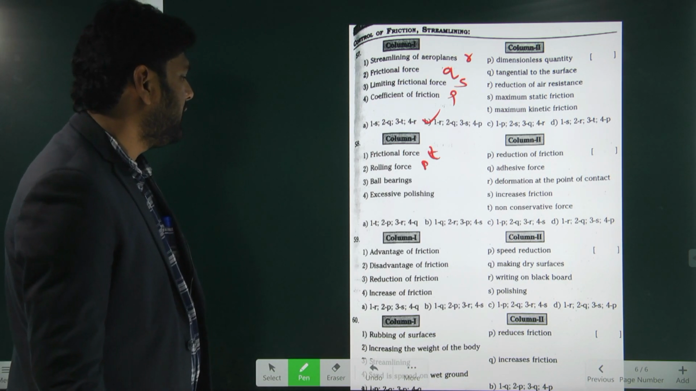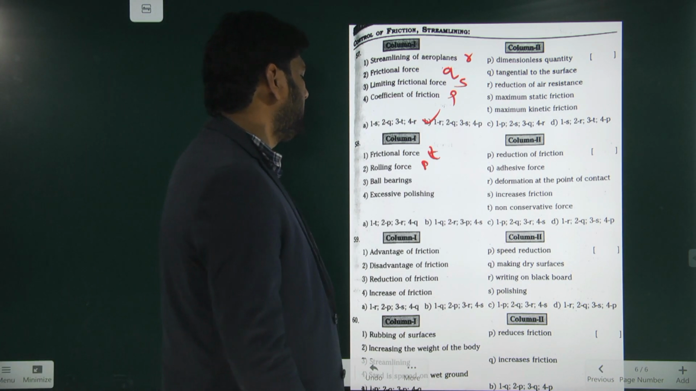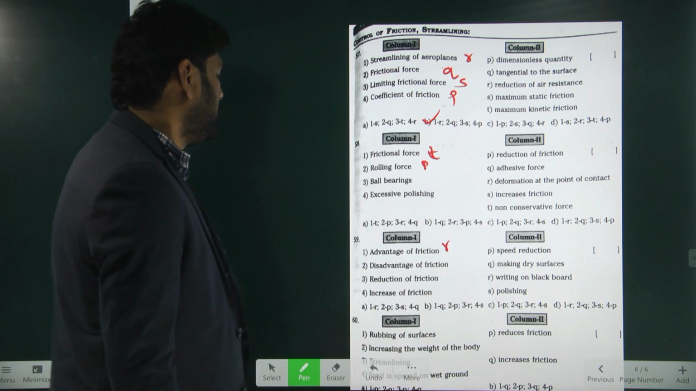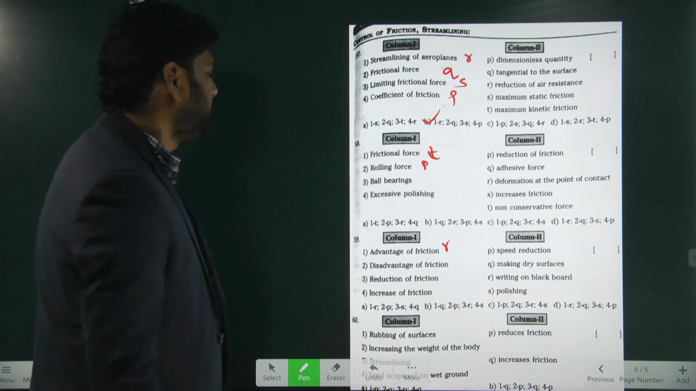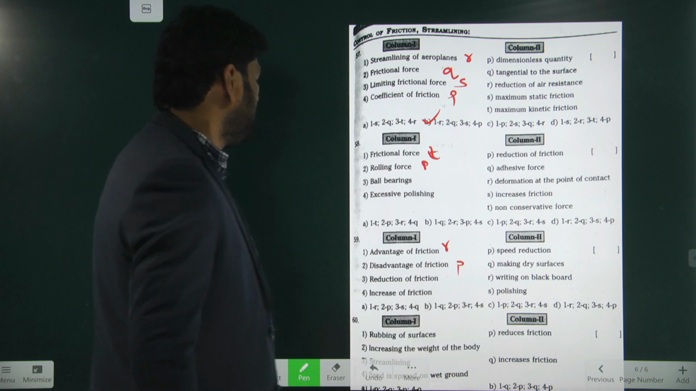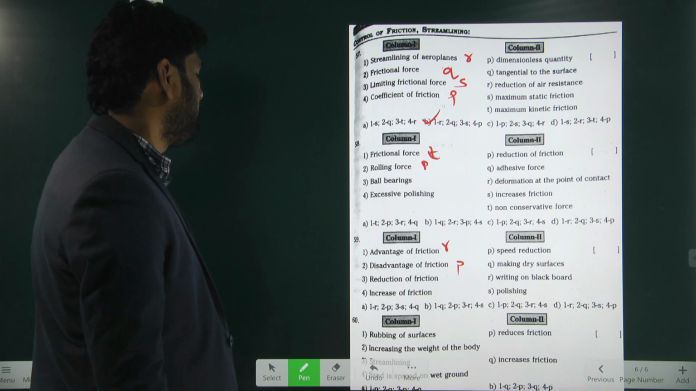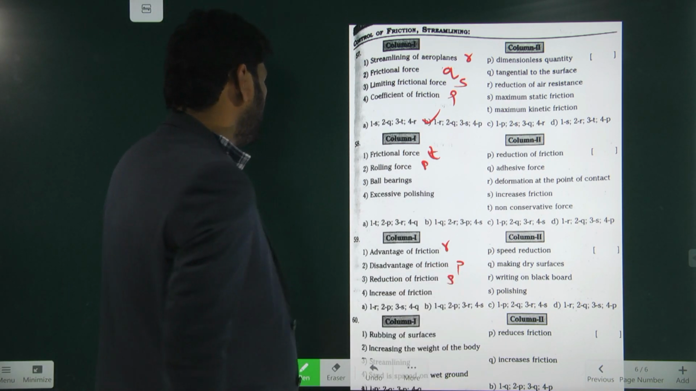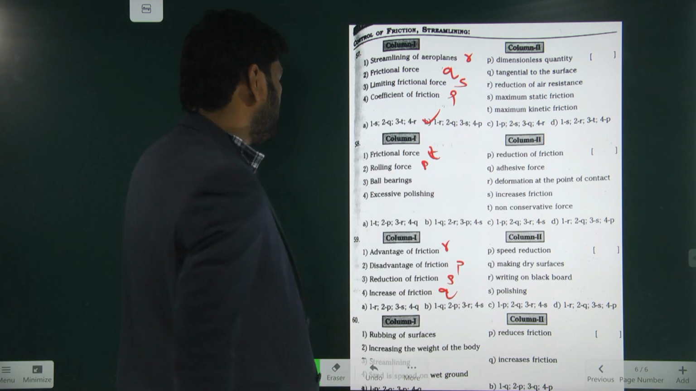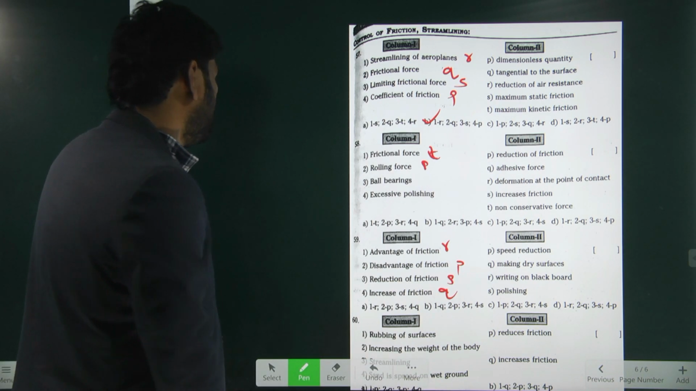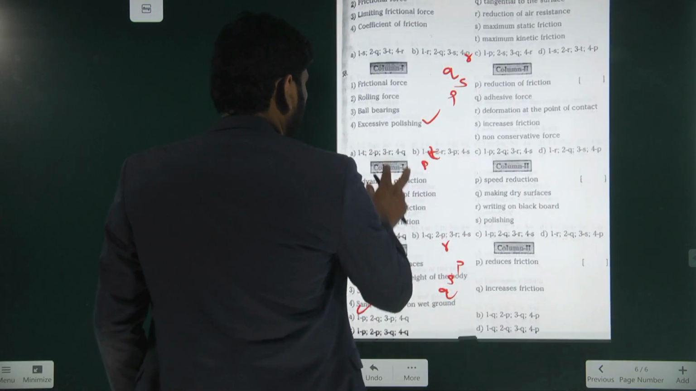Advantage of friction. Advantage of friction is what? Writing on the blackboard. This is R. Next, disadvantage of friction: speed reduction, that is P. Reduction of friction is polishing. Increasing of friction, making dry surfaces, that is Q. So RPSQ. RPSQ is the first option, option A. Next, one more is also there.